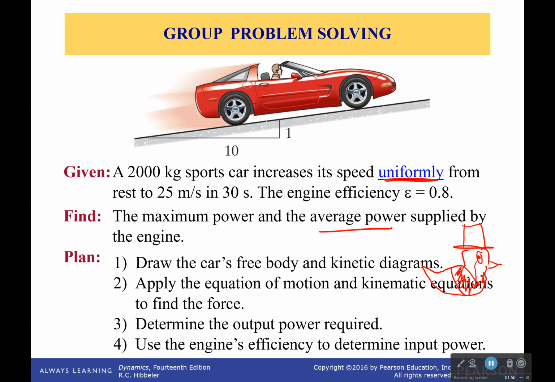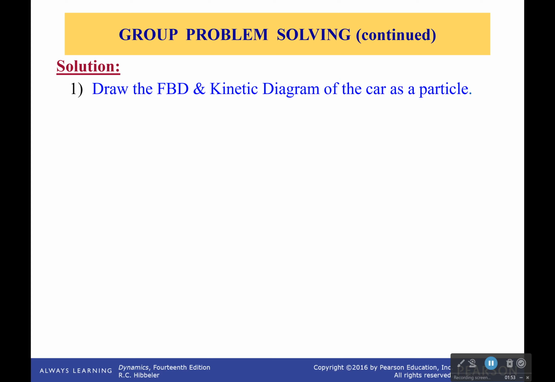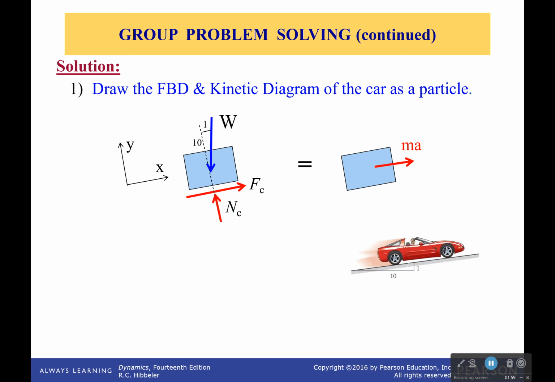Maybe we'll go do it together. So what we're going to do first, well, we're going to draw a free body diagram and kinetic diagram of the car as a particle. It's a particle because I don't care about its size. Size isn't helping me here. So what do we have? Well, let's see. We have the weight of the car pulling us down. We have the force of the engine, which is pushing us up the hill. We have the normal force also from the hill pushing us up. And that's causing some acceleration, though. Imbalanced forces are causing us some acceleration up the hill.